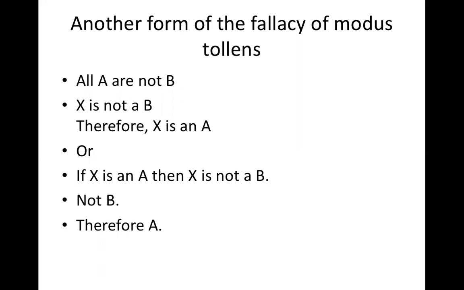Because they're saying the major thing is all A are not B. So if all A are not B, and X is not B, then it's agreeing with the major. Okay, yeah, so that's correct. If you say all A are not B, and you say X is not a B, the second premise is agreeing with the first one. So it's an affirmation. It's not a denial. So it is an argument that affirms the consequent.